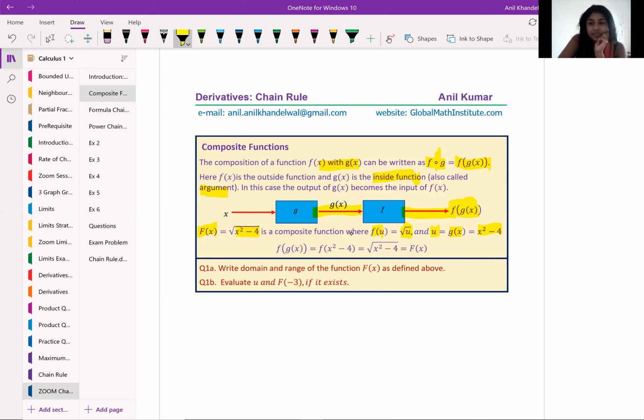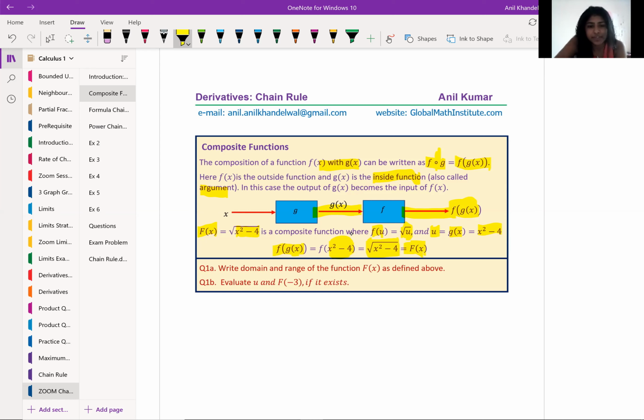Whatever was inside, square root of that is capital F of x. So capital F of x is a composite function which could be written as f of g of x. We know that g of x is x squared minus 4, so I could write this as f of x squared minus 4. Now f is defined as square root of u, so whatever the argument is, we put within the square root. We get square root of x squared minus 4, so we get back capital F of x. Both are the same thing. This is just to show you that we could break a function into smaller pieces and connect them as shown here. It becomes much simpler for us to understand them and work on them. Is that clear?